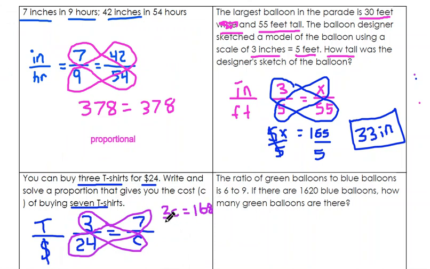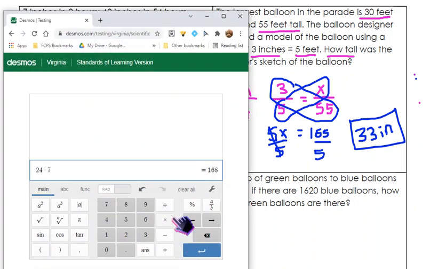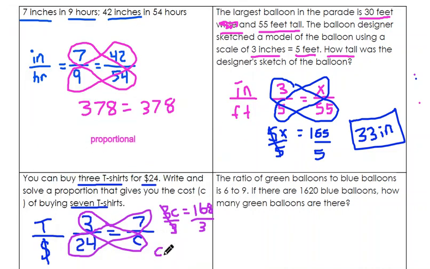And then from here, I gotta divide by 3 so I can figure out my cost. Divide by 3, so I'm gonna do 168 divided by 3. 168 divided by 3 gives me 56. So my cost is 56, and this is in dollars, right? So I'm gonna put a dollar sign, so I know it's $56. And that is my answer.